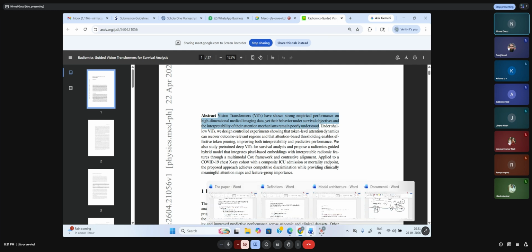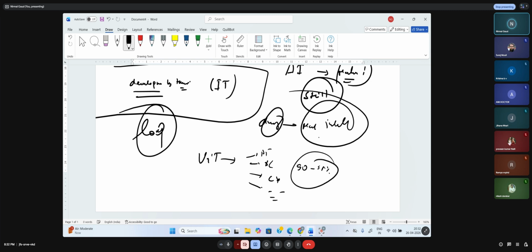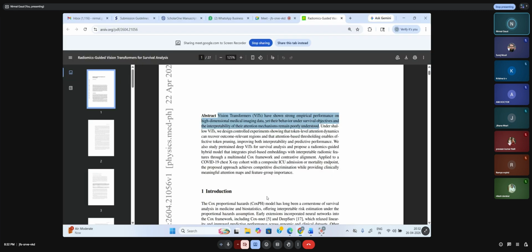Okay, they are telling right. Vision transformer we have applied in so many problem statements, either brain tumor, breast cancer, chest x-ray, etc. A transformer we have applied, and every time we are getting 90-95% plus accuracy. There is no doubt about the transformers, we are getting good scores. But they are saying something different.